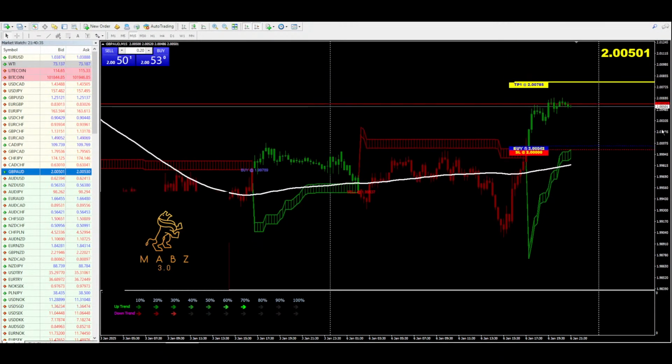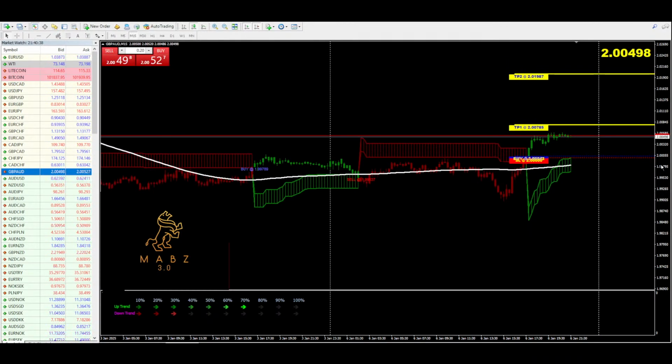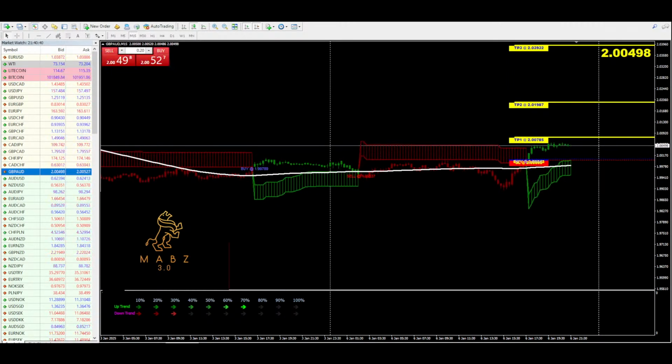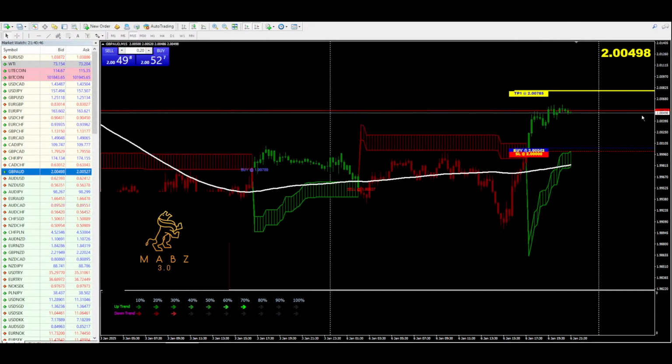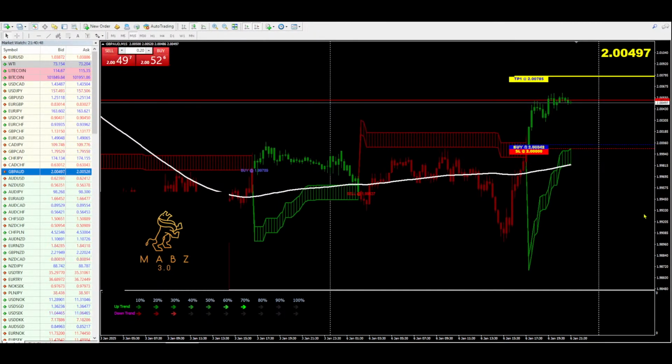Okay, this trade is almost at TP1. You guys see that? It's almost at TP1. I don't know if you can see that. It's at TP1. Okay, so we want GBP AUD.